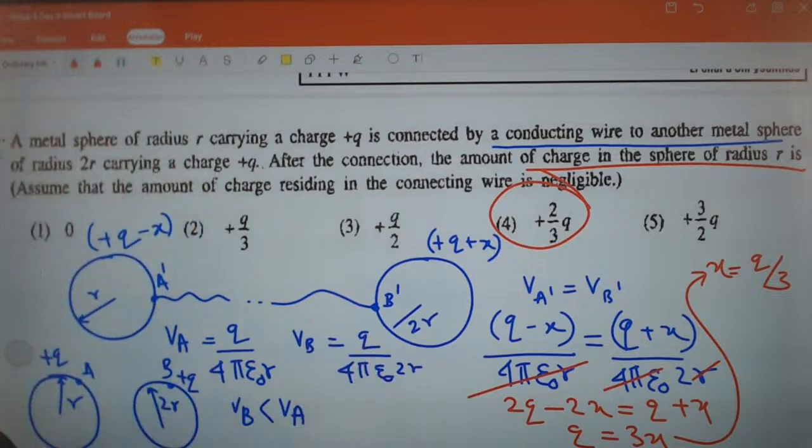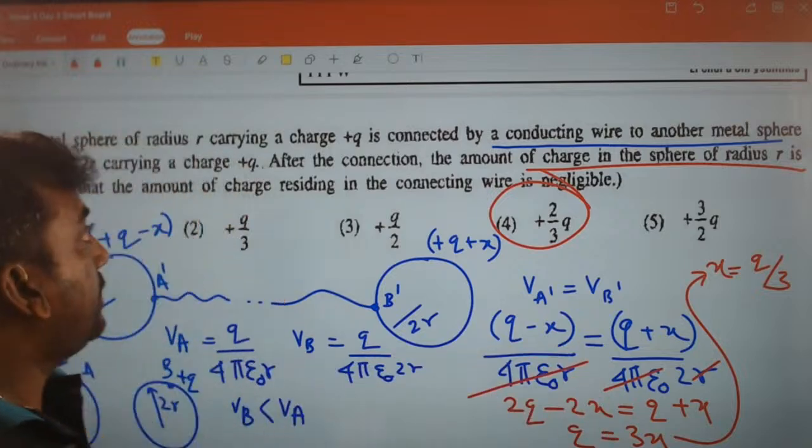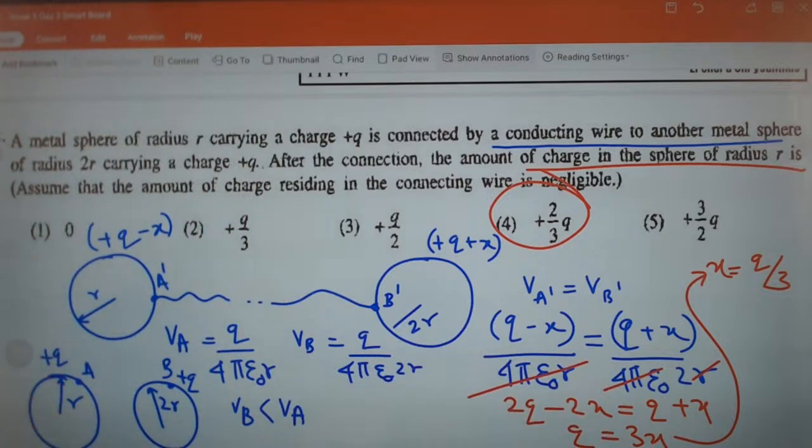By equating the potentials at the end, we can find the charge that moved.